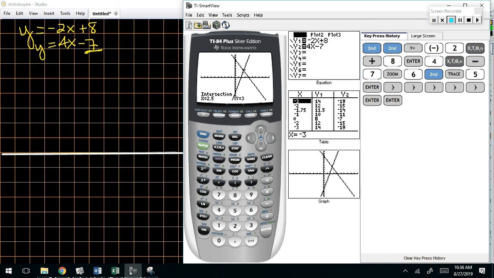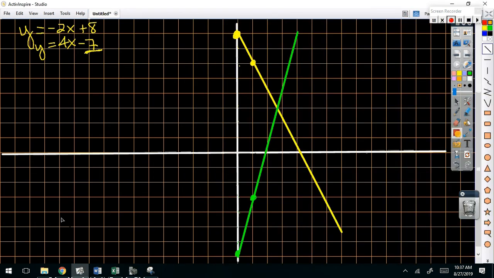There's my intersection point, which is actually exactly what we estimated it to be, right? 2.5, 3. But it did that for me. And you can rest assured that is correct, and that's the answer. That's cool, isn't it? I want you to graph them because we're practicing graphing the lines. But yes, that's the answer.